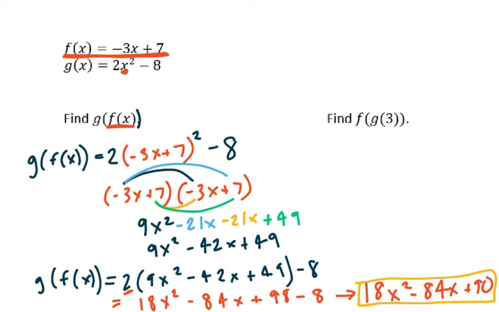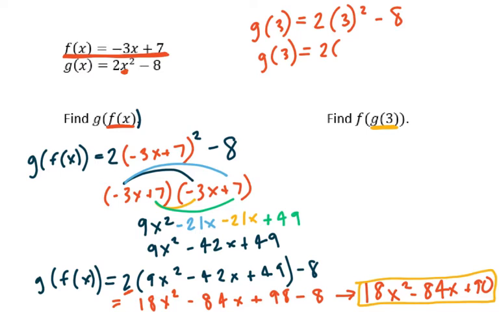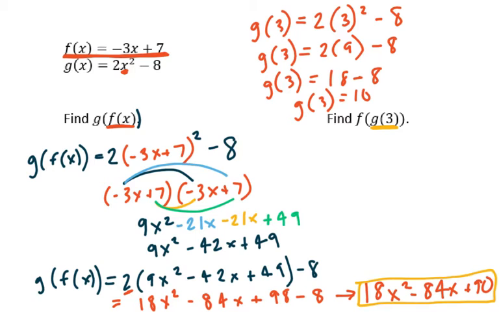Now let's find f of g of 3. So this looks a little bit different here. So the first thing that we want to do is we want to start with this inside function. So we want to start off and we want to find g of 3. So to do so, we are just going to substitute 3 in for x in our g of x function. So we substitute 3 in for x, and when we simplify, we are going to get g of 3 equals 2 times 9 minus 8, 18 minus 8, and then finally g of 3 is going to be equal to 10.